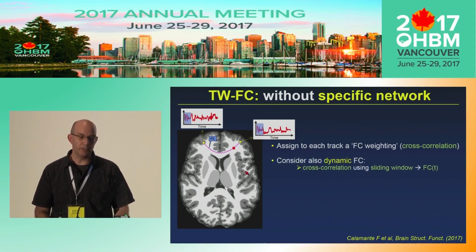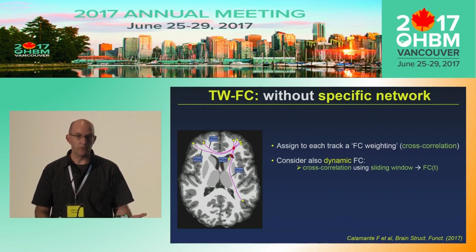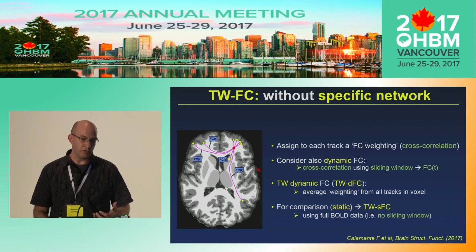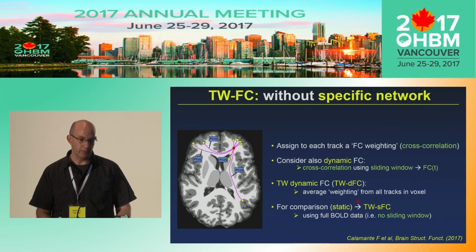And you can do it even in a dynamic framework, taking a sliding window approach and just doing the correlation in a sliding window. So this weighting that you're assigning is actually a time-dependent weighting. You do that for all the streamlines. There are 4 here, but obviously there would be many more. And then the final value is the average of those weightings. And that's what we call here track-weighted dynamic functional connectivity. And just for comparison, I'll be showing you the same thing, but without a sliding window, just taking one whole data set and correlating to each other. So they're the same, but for the extreme case where the sliding window is infinity.